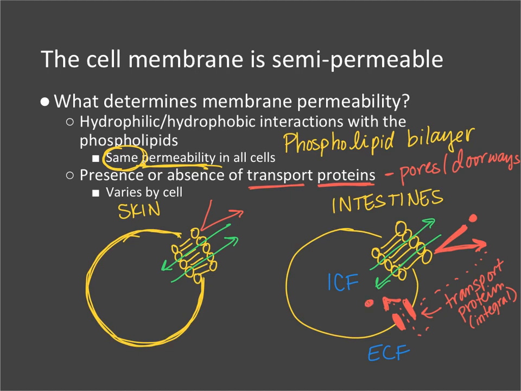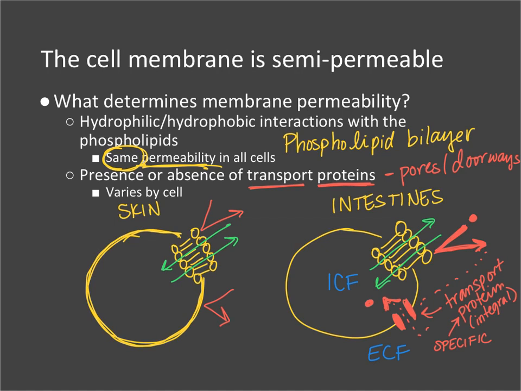Now the skin cell, if it doesn't have that transport protein, then that molecule is still not going to be able to get across the cell membrane. And so this is where we really get the difference between the permeability in different cells. It has to do with which proteins are present. And something to point out about these proteins is that they're very specific. And what I mean by that is that there are specific proteins that transfer specific molecules or substances.